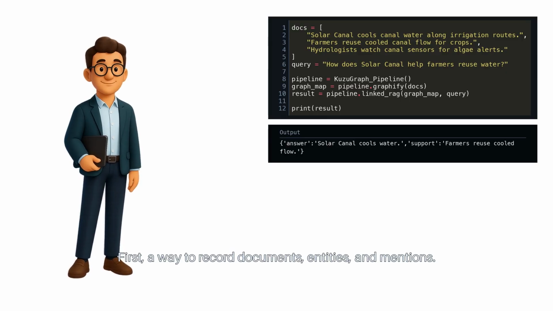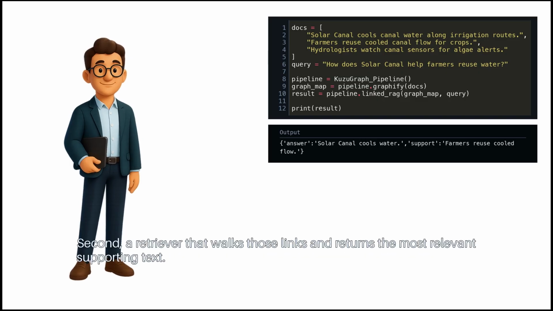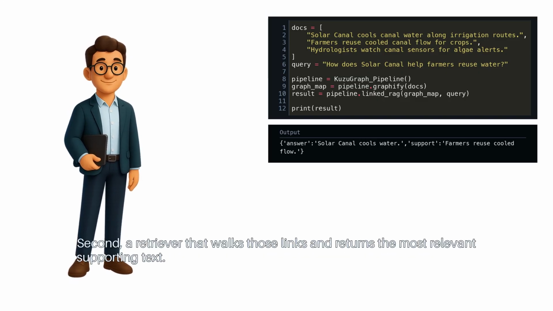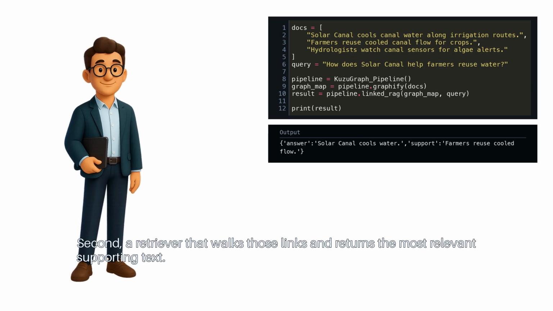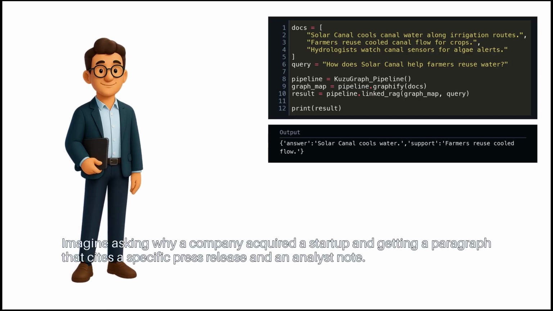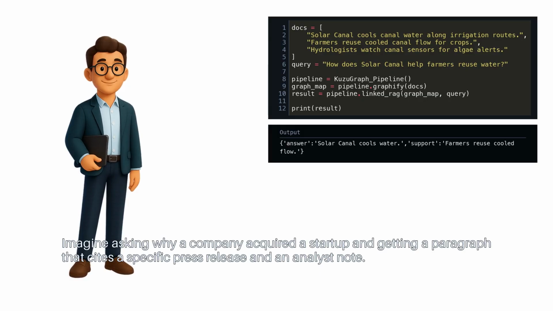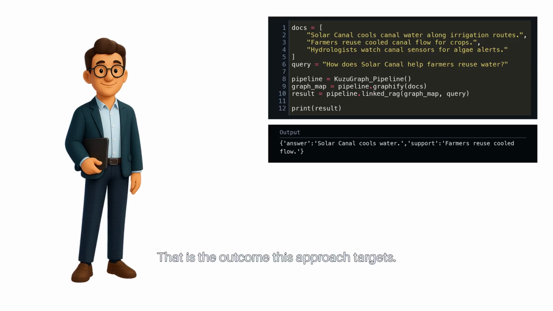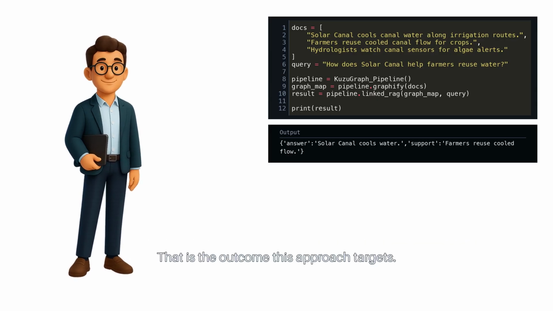First, a way to record documents, entities, and mentions. Second, a retriever that walks those links and returns the most relevant supporting text. Imagine asking why a company acquired a startup and getting a paragraph that cites a specific press release and an analyst note. That is the outcome this approach targets.